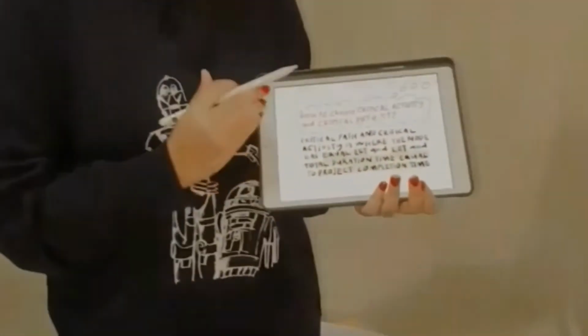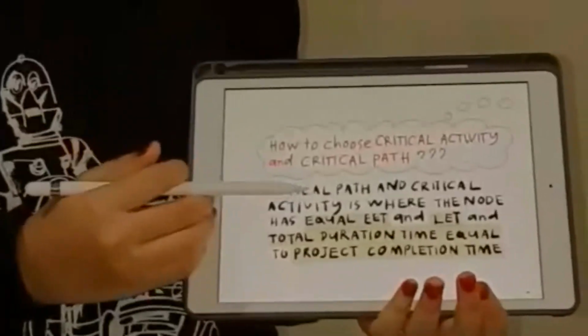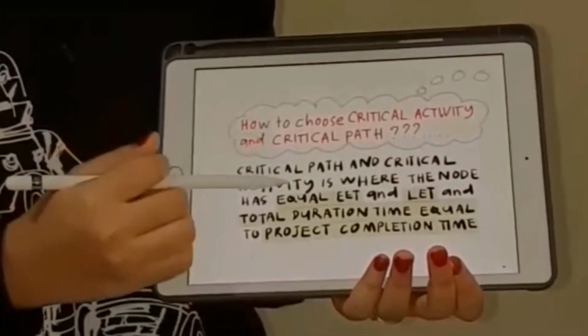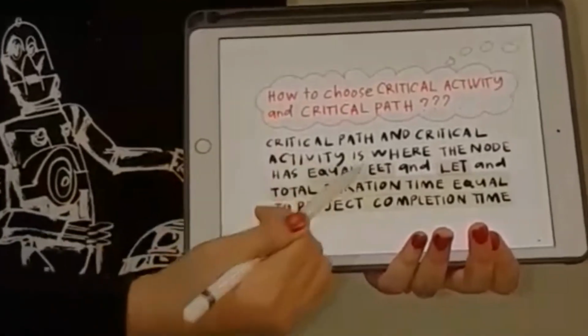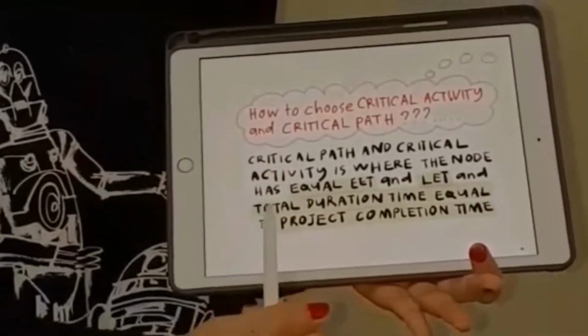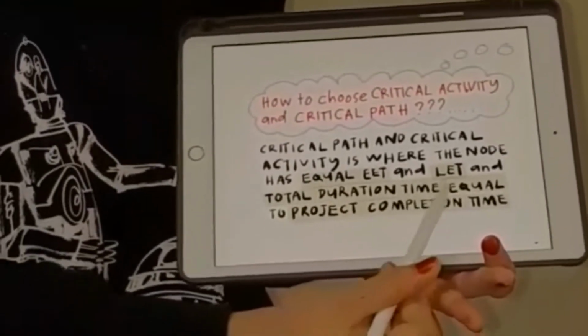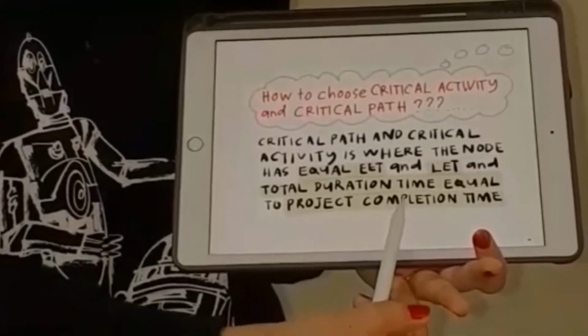Next, I will explain question D, which is critical activities and critical paths. First, how to choose critical activity and critical path. Critical path and critical activity is where the node has equal EET and LET and total duration time equal to project completion time.